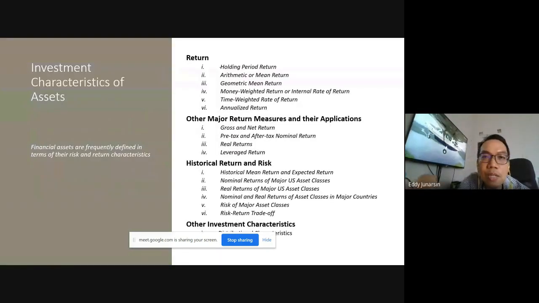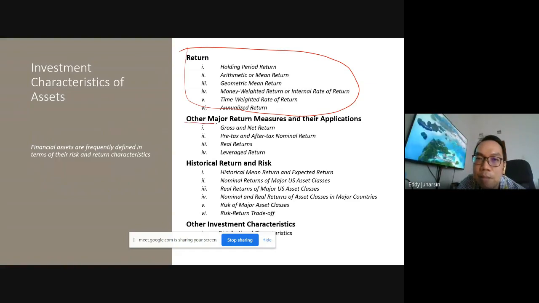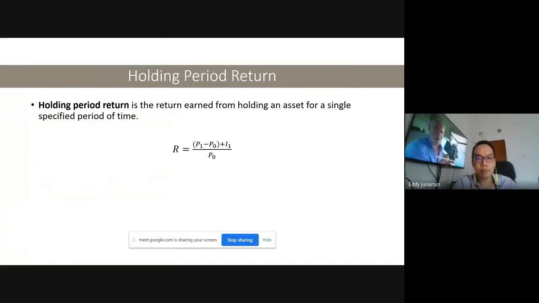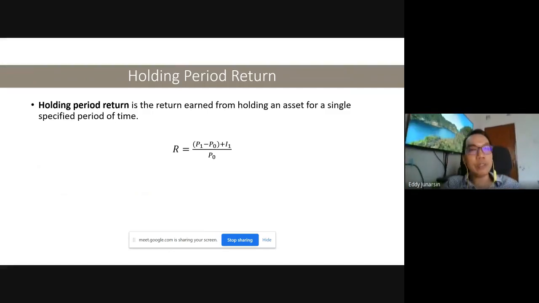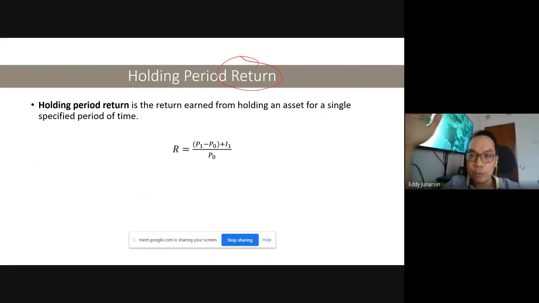So we're going to see some forms of return, some other major return measures, historical and other things. So we'll start from the holding period return. So we are talking about individual return, right? Between the return and risk, we choose to discuss return first, good news first, right? Later we'll talk about risk.